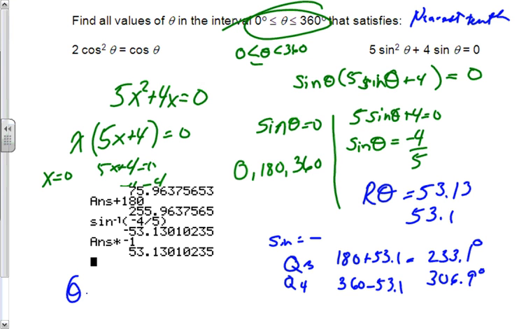Okay, so our final solution of all this is going to be theta has to equal 0, 180, 233.1, 306.9, and 360. A lot of solutions just in that one little interval. So make sure you keep track of them all. And we have our final solution.